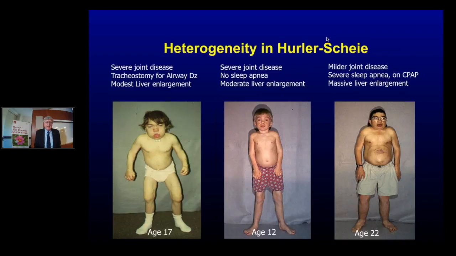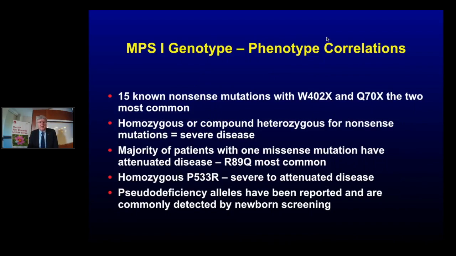In terms of genotype-phenotype correlation, since a lot is known in the European ancestry patients, nonsense mutations are very common, and if 2 of these occur, either homozygosity or compound heterozygosity, they always have severe disease. There are other patients with missense mutations, and a lot of them have attenuated disease. But there's an example of another missense mutation, P533R, where you can have both severe and attenuated. So genotype-phenotype cannot always predict. And one of the biggest challenges we have in the future is that there are a lot of pseudodeficiencies, particularly in the U.S. among the African-American population, that are going to be picked up by newborn screening but have no clinical disease.